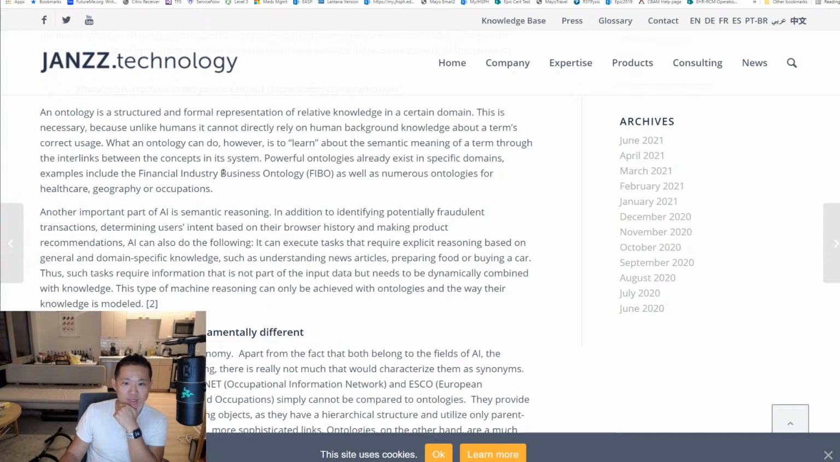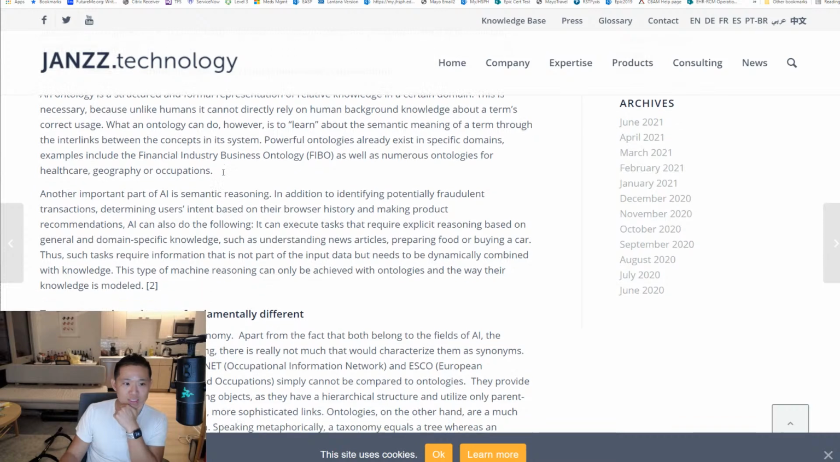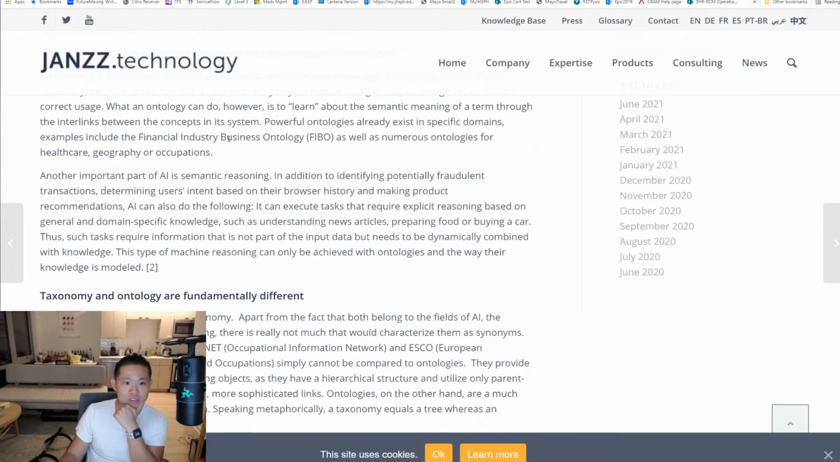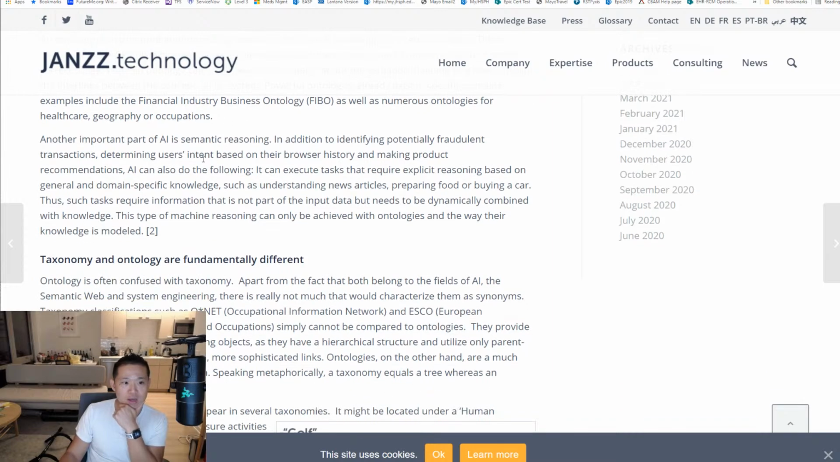Powerful ontologies already exist in specific domains. Examples include the financial industry's business ontology, as well as numerous ontologies for healthcare, geography, or occupations. Another important part of AI is semantic reasoning. In addition to identifying potentially fraudulent transactions, determining users' intent based on their browser history, and making product recommendations, AI can also do the following.